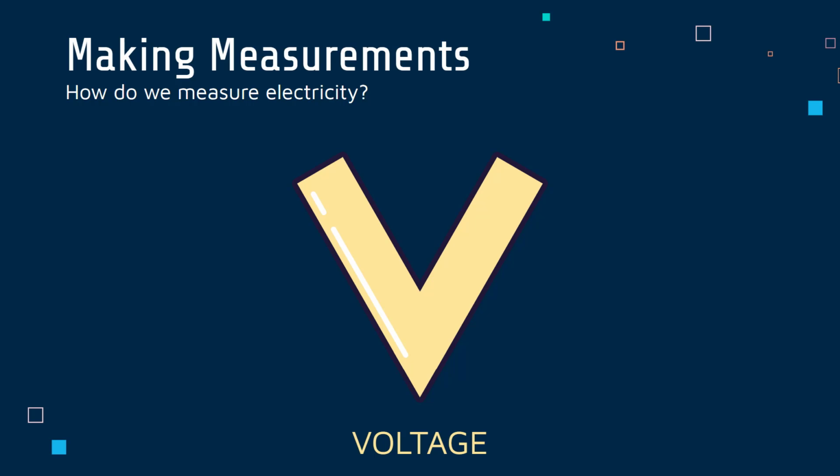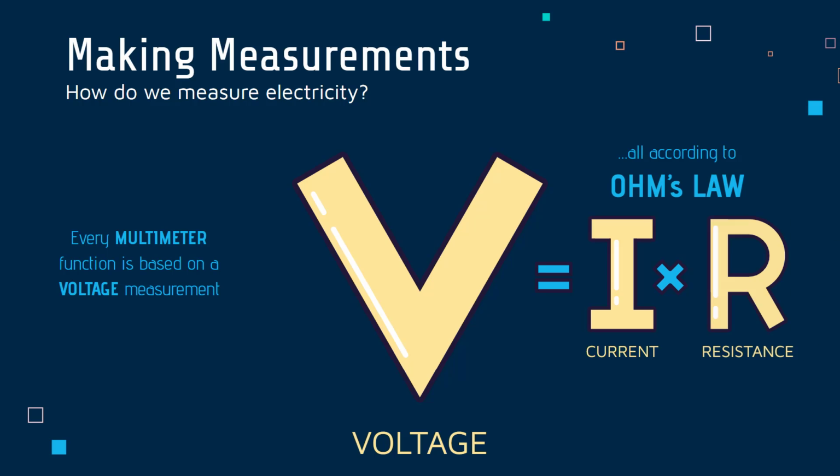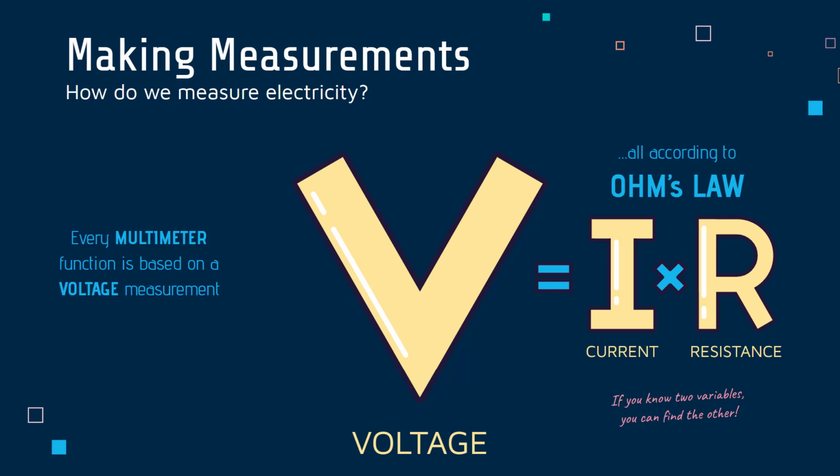When it comes down to the nitty-gritty details of how the multimeter operates, every multimeter function is based on a voltage measurement. The multimeter is able to relate voltage to quantities such as current and resistance through an incredibly simple and important equation called Ohm's law. Ohm's law states that voltage is equal to the current flowing through a component multiplied by the resistance of that component. Using algebra, if we know or control 2 of these quantities, we can solve for the remaining quantity.